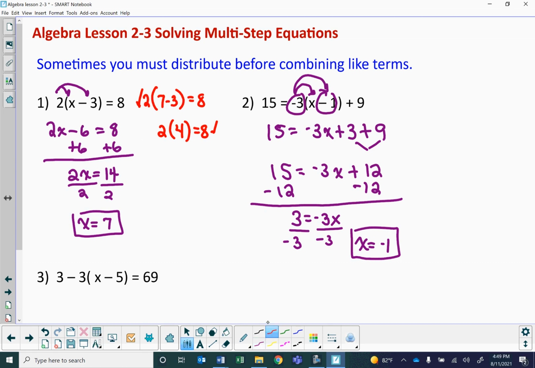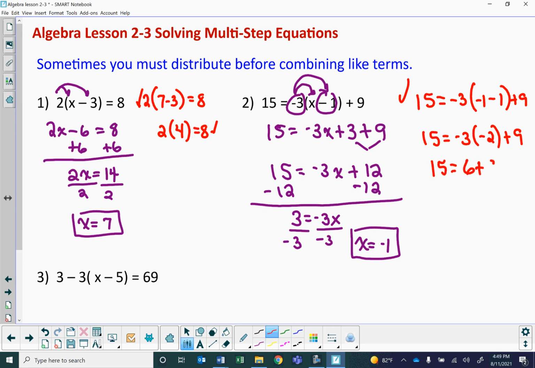Again, we should check this. 15 equals negative 3 times negative 1 minus 1 plus 9. So negative 1 minus 1 is negative 2. So 15 equals negative 3 times negative 2 plus 9. So 15 equals negative 3 times negative 2 is 6. 6 plus 9 is 15. That does indeed check.